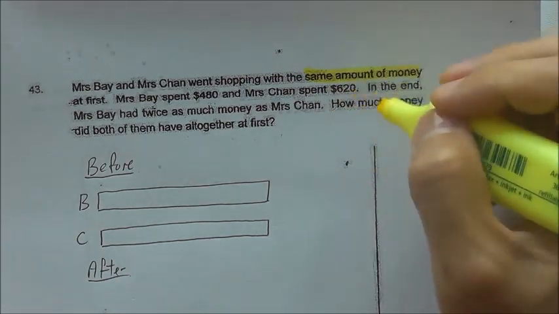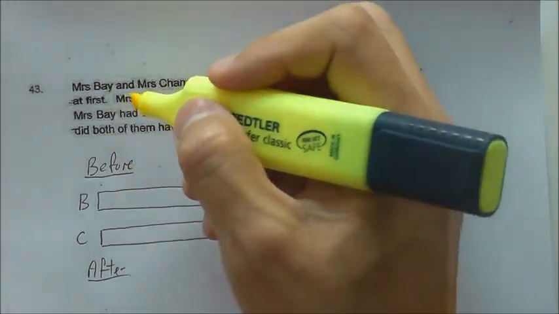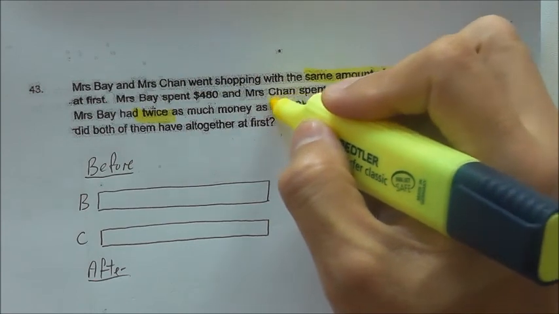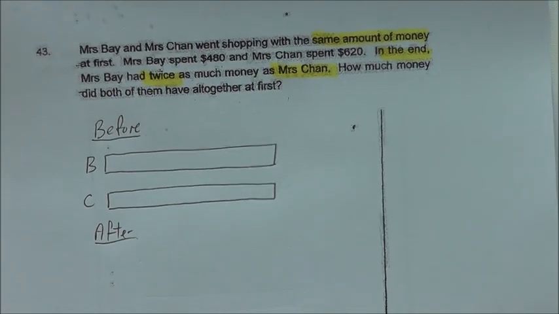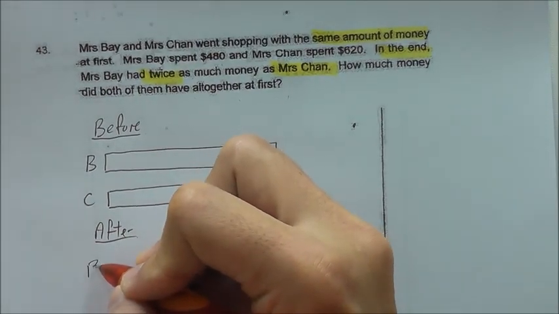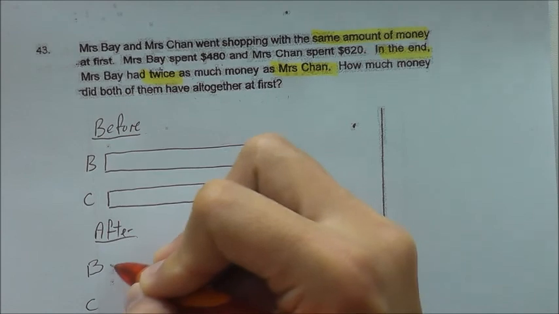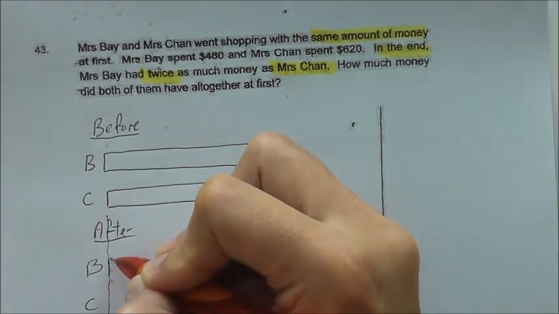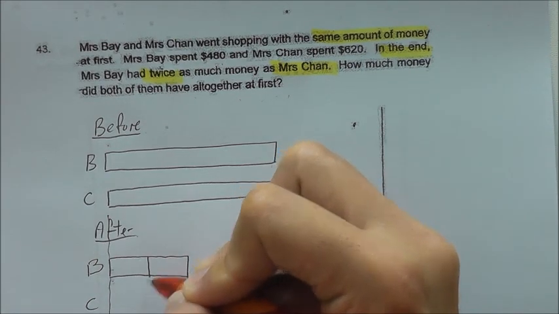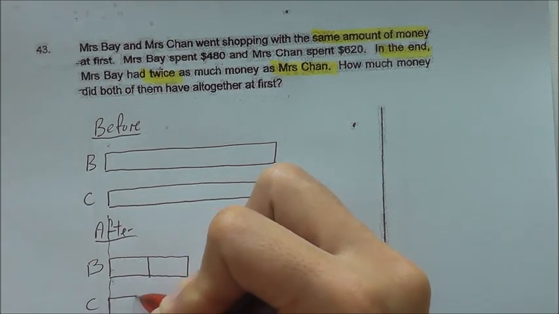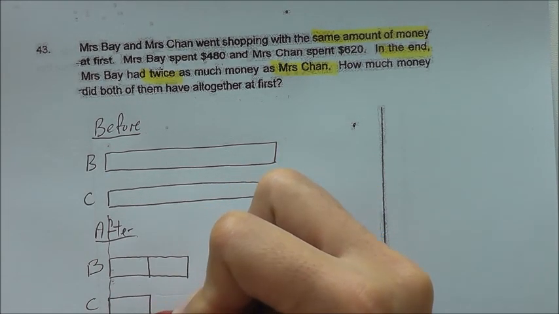So we'll draw the after first. At the end, Mrs. Bay had twice as much money as Mrs. Chan. So Mrs. Bay will have 2 units and Mrs. Chan would have 1 unit. Okay, so this is how we are going to draw it. Mrs. Bay would have 2 units here, 1, 2, and Mrs. Chan would have 1 unit.